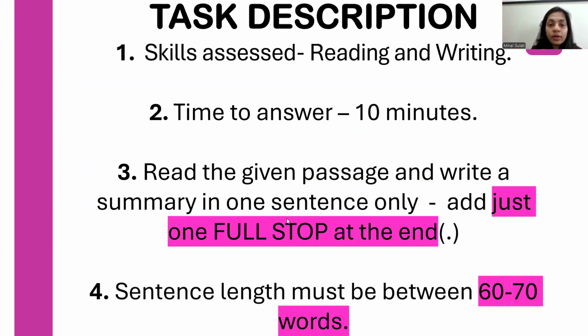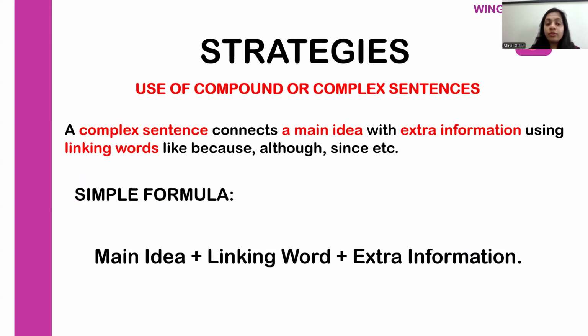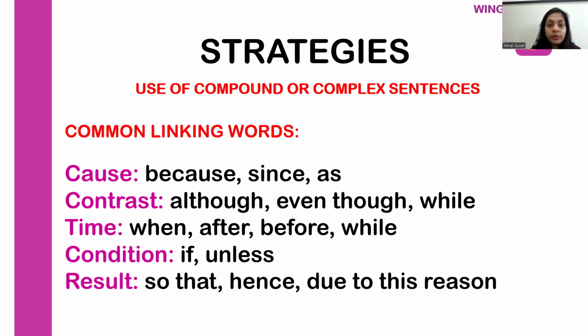So after 7th of August, I would really recommend using complex or compound sentences in your answer, which means you just have to modify the sentence a little bit and write it. So a complex sentence is one which connects a main idea with some extra information using a linking word, using a connector like because, so, since, although, all these words. So main idea plus linking word plus extra information will give you one line from the passage. So for example, I have an example for you.